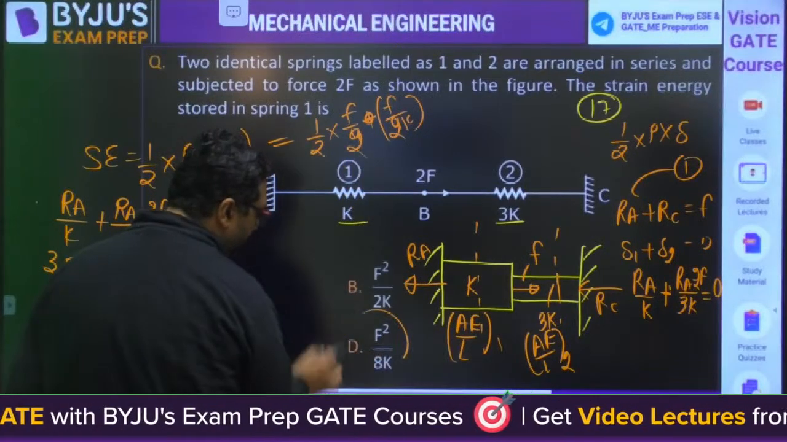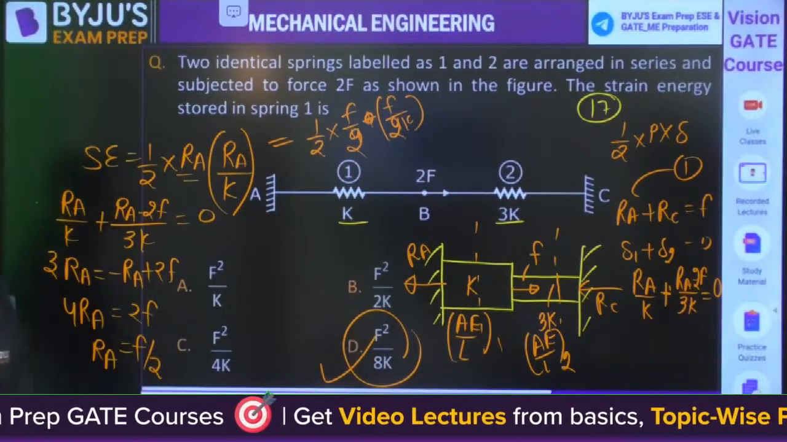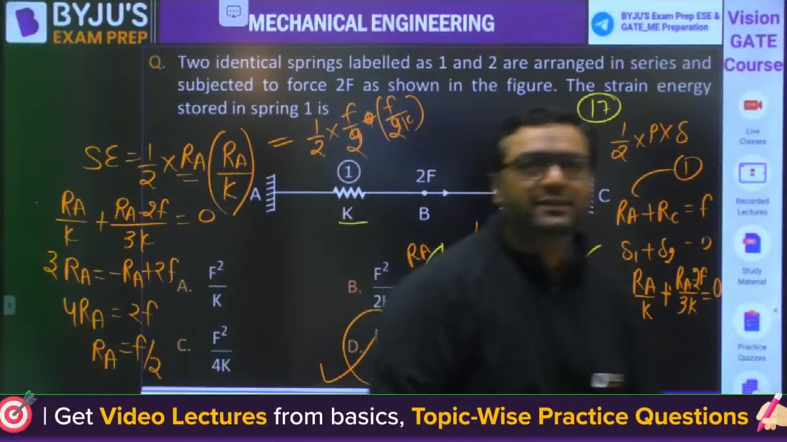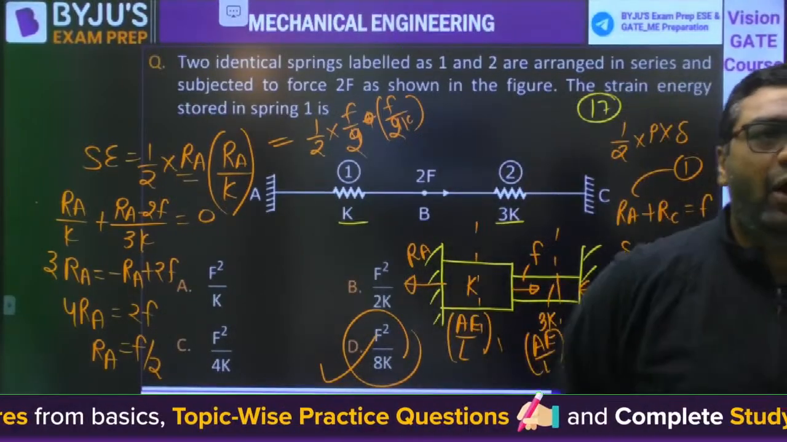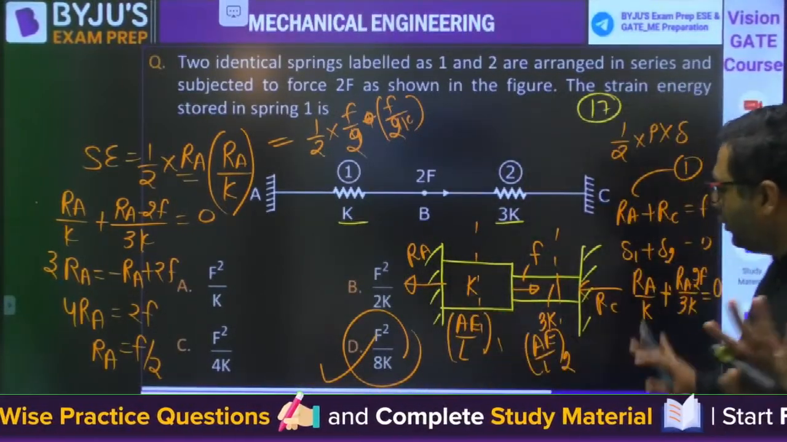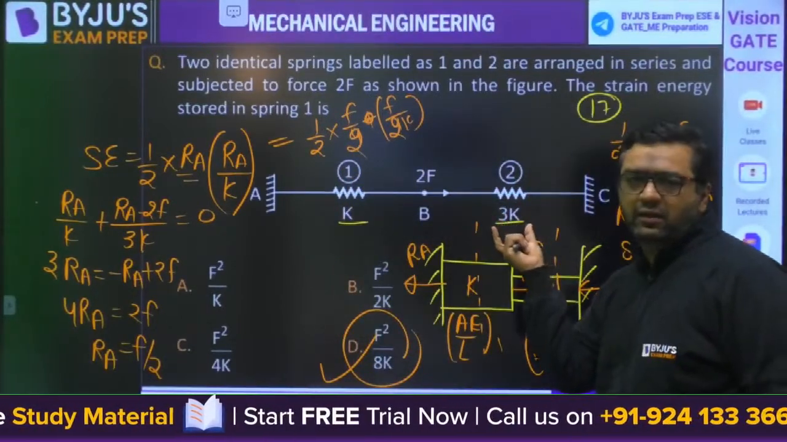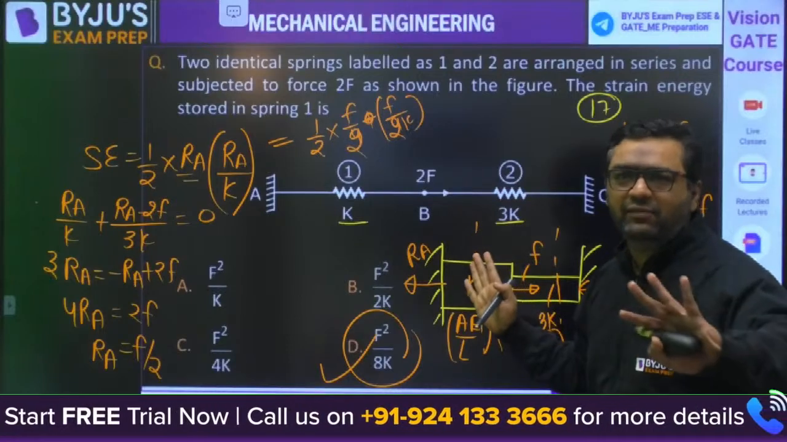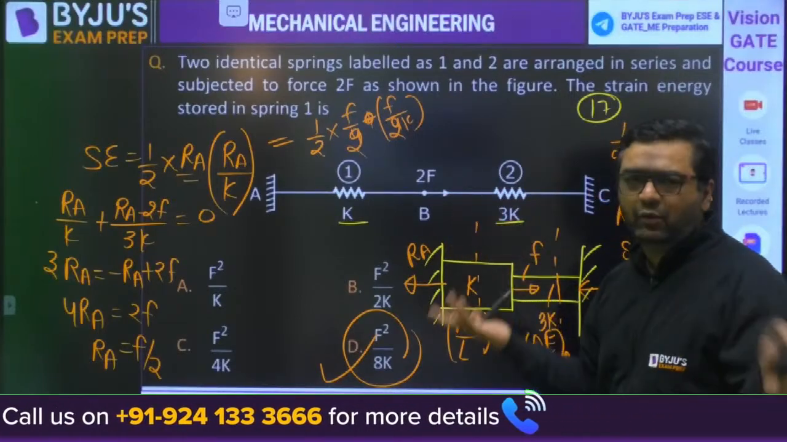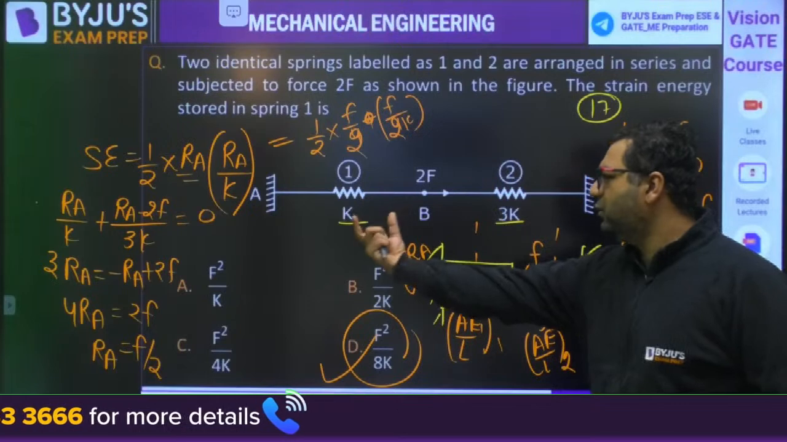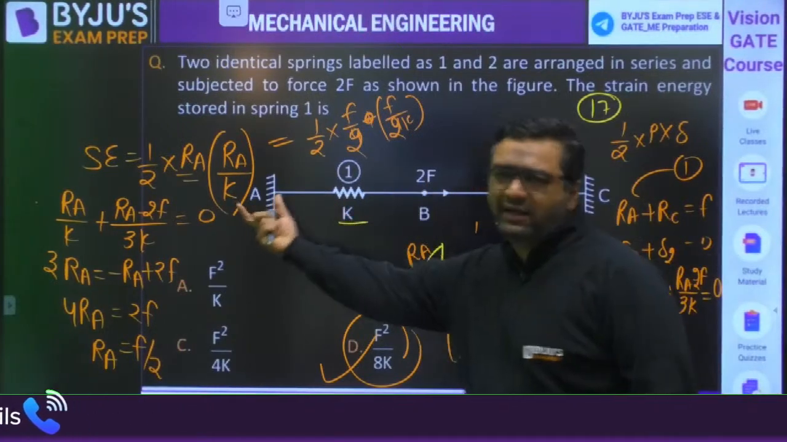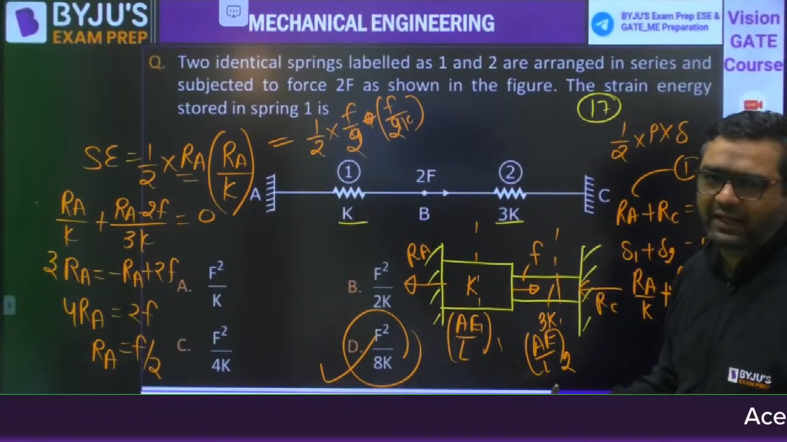Answer will be f square by 8k. D is the right answer for this. Yes, D is the right answer, guys. Now, if you have any doubt, I am telling you what to do whenever you get this type of case. If here k, then by parallel case you can give the right answer very easily because it will be equal. If here also k, you can say 2f will be divided f here. We need not go for any calculation.